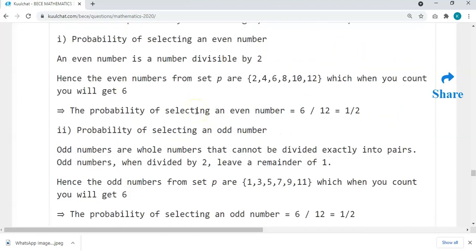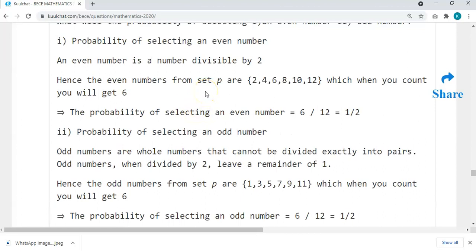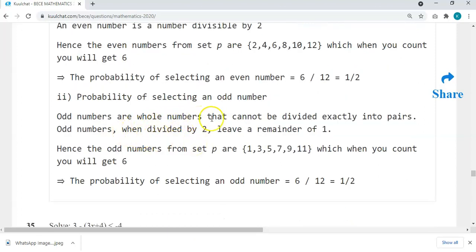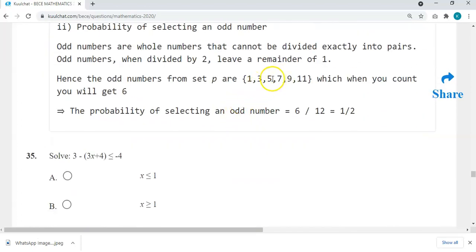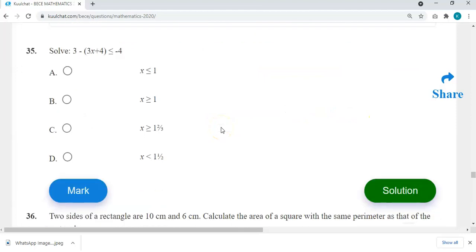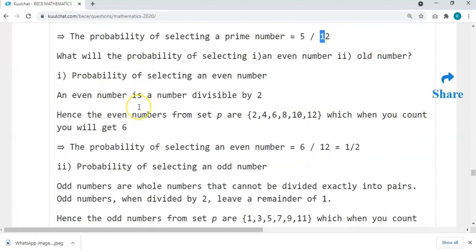Then odd numbers. You should know what an even number is. The number which is divisible by 2 is an even number. Odd numbers are whole numbers that cannot be divided exactly into pairs, which means if you divide by 2, you always get a remainder. So the odd numbers in the list will be 1, 3, 5, and so on. We count them 1, 2, 3, 4, 5, 6. That one is also 6. So the probability will be 6 over the total items, which is 12. Then you can simplify to get the probability. This is just an additional note.